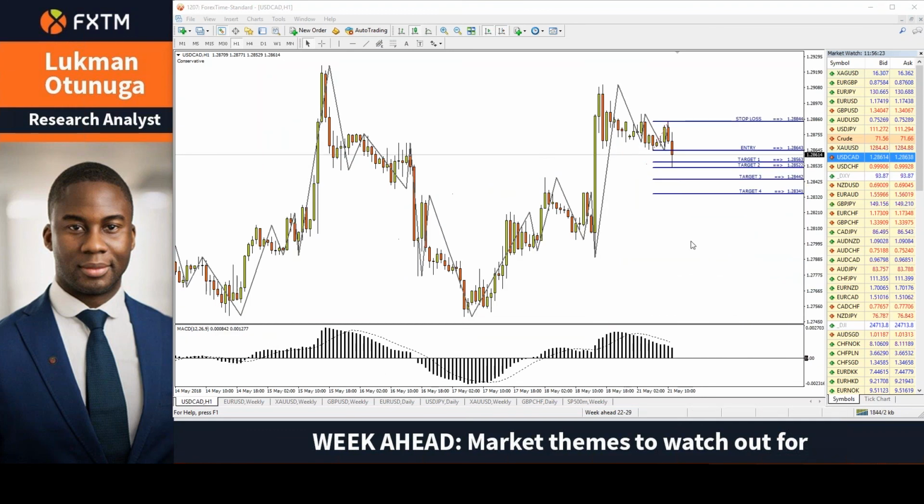I have a chart loaded on the dollar CAD. So, looking at the dollar CAD and the FXTM signals, the entry has already been triggered on the dollar CAD today with the entry at 128,643. What the signals are suggesting is, as long as the dollar CAD can keep below the 128,643 level, targets 1, 2, 3, and 4 could be in sight this trading day. Okay.